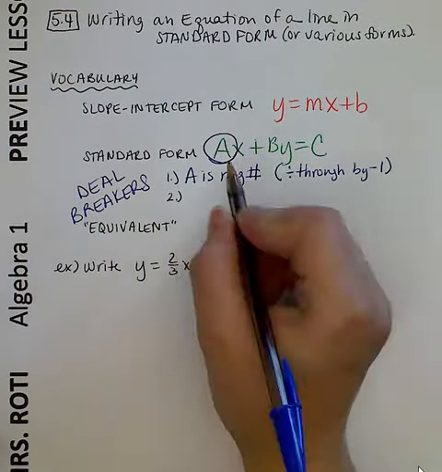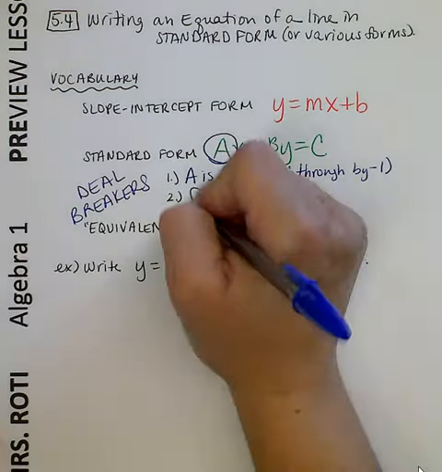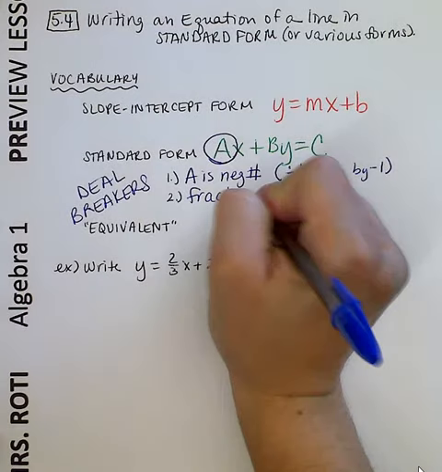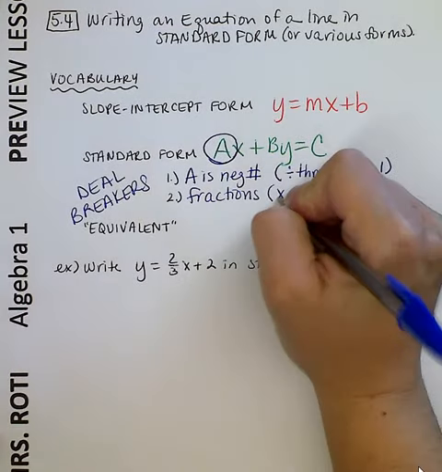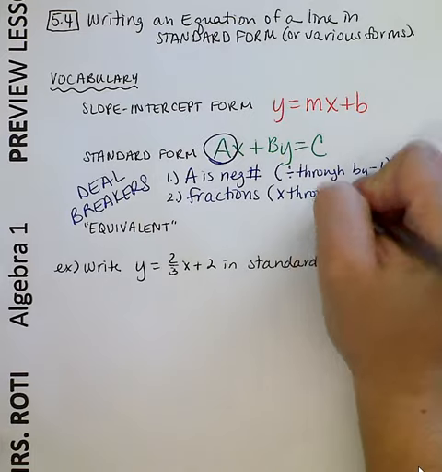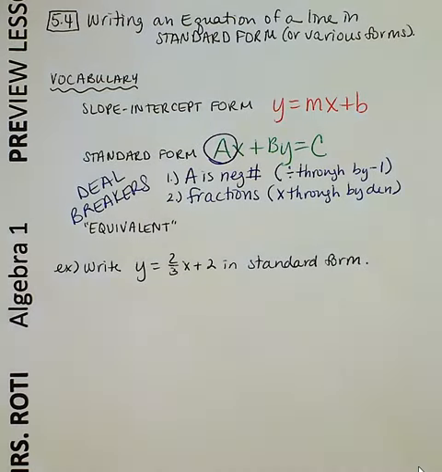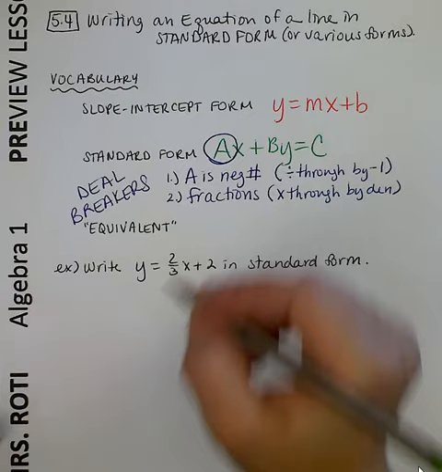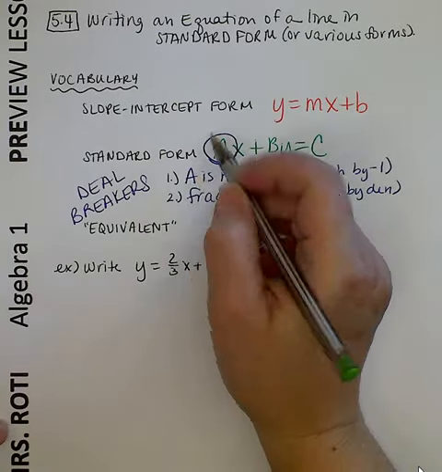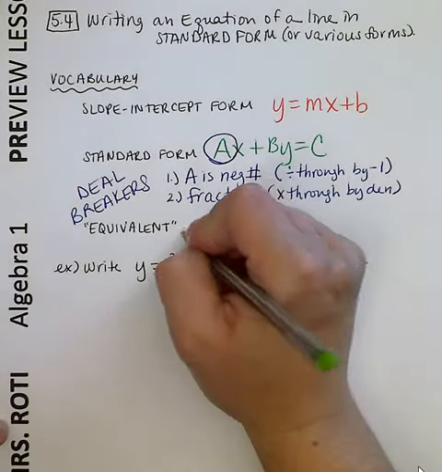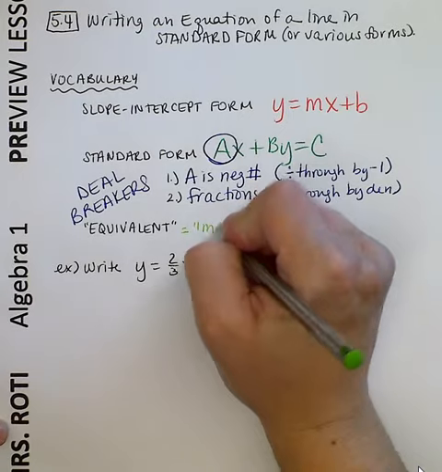Or if a, b, or c contains fractions. And so a trick would be to multiply through by the denominator, and that will help clear the fraction, we say. And no matter which format these equations are given in, if you get from one form to another or vice versa, they are equivalent. Equivalent means the same thing.